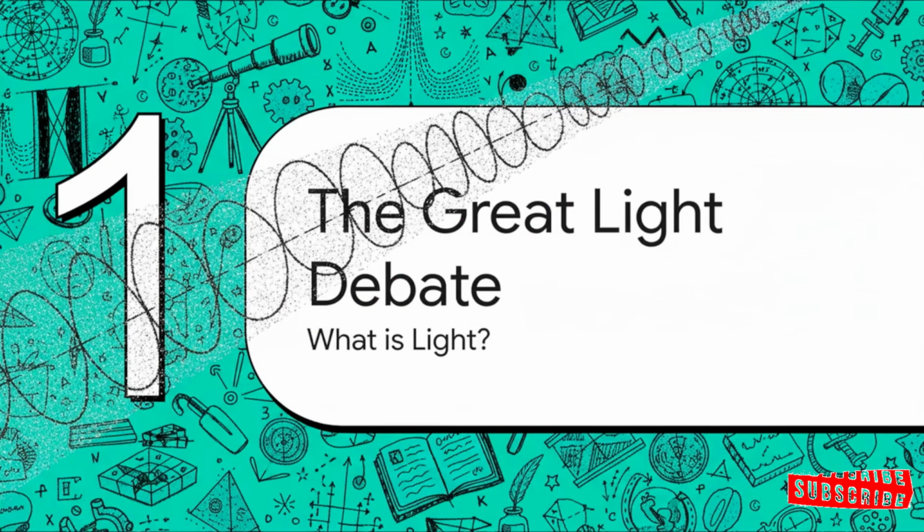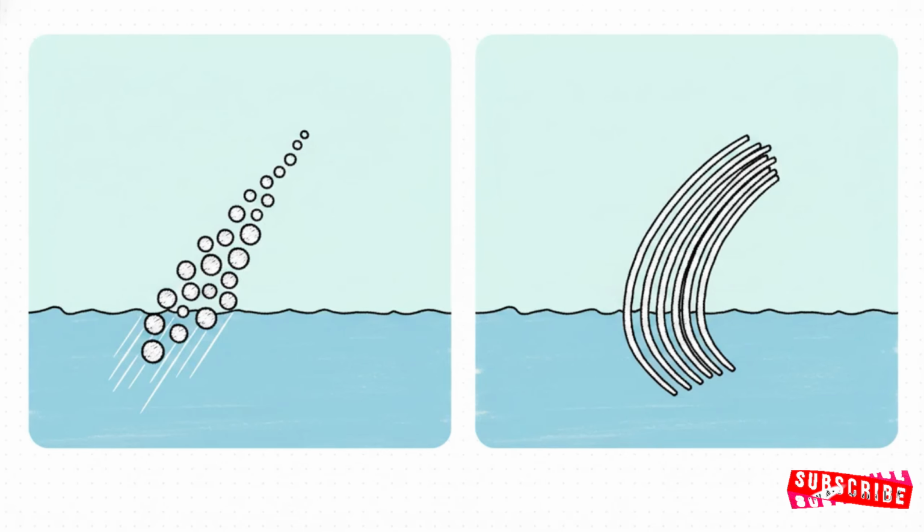Section 1. The Great Light Debate. So, our mystery begins way back in the 17th century with a massive disagreement between some early scientists who were desperately trying to figure out the hidden rules of the natural world. And the crucial sticking point was this: Isaac Newton's particle theory and Christian Huygens' wave theory made exact opposite predictions about what happens when light hits something dense, like water or glass.